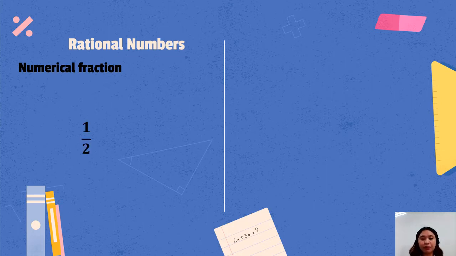So for example, 1/2, 10 over 7, and 1 and 1/2. We have the proper fraction, improper fraction, and the mixed number. These are examples of rational numbers.